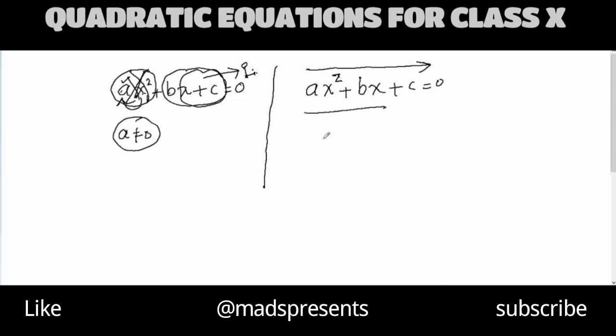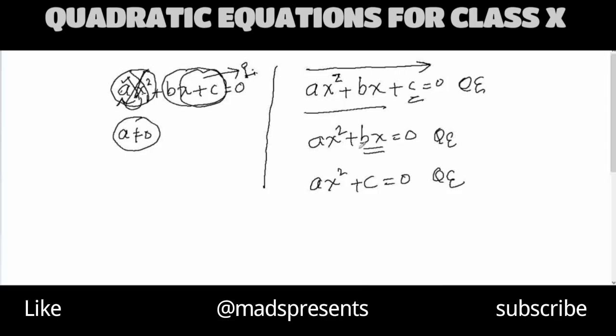Sometimes it may look like this: ax squared plus bx is equal to 0. That means there is no constant term. Sometimes the x coefficient term may not exist, and it looks like this. This is also a quadratic equation. This is also a quadratic equation.